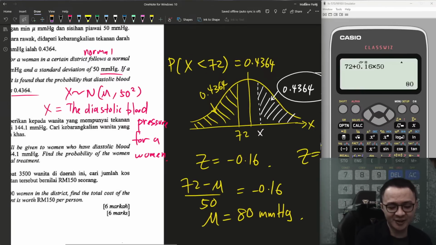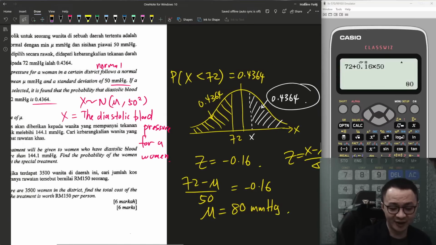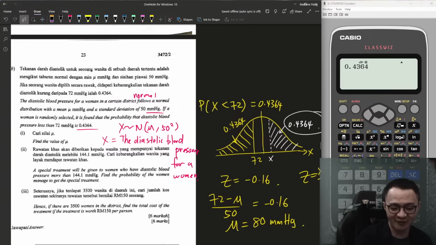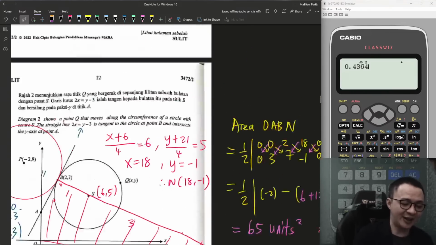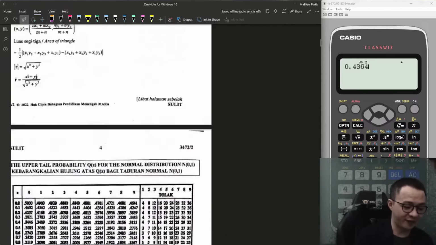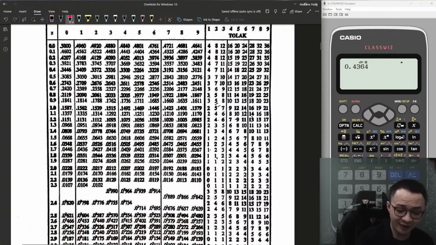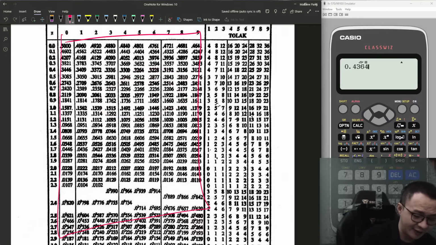Since this paper is going to give us the Z value table, let me write it down. I worry that by the time I score that page, I forget the value. Let's see whether the table will give us the correct value or not. Because this is a probability, we should find the value inside the table. So 0.4364. Alright, it's nice, it's here. Do you see that? So what is my Z value? 0.16.